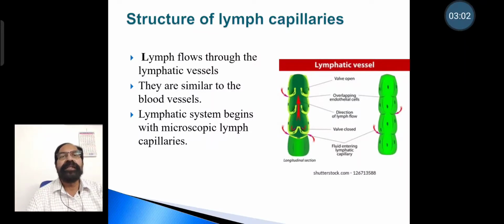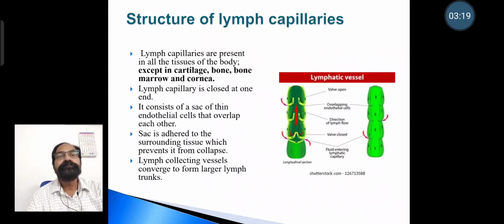Structure of lymph capillaries. Lymph flows through lymphatic vessels. They are similar to blood vessels. The lymphatic system begins with microscopic lymph capillaries, as you can see in the picture. Lymph capillaries are present in all tissues of the body except in cartilage, bone, bone marrow and cornea.